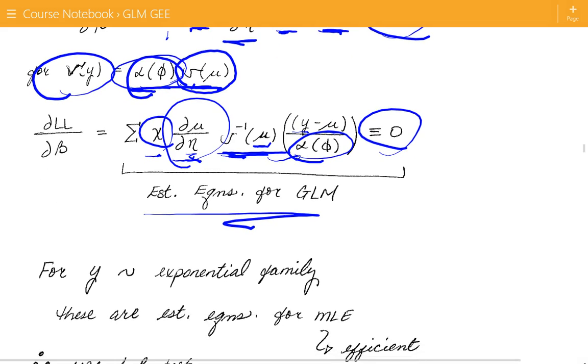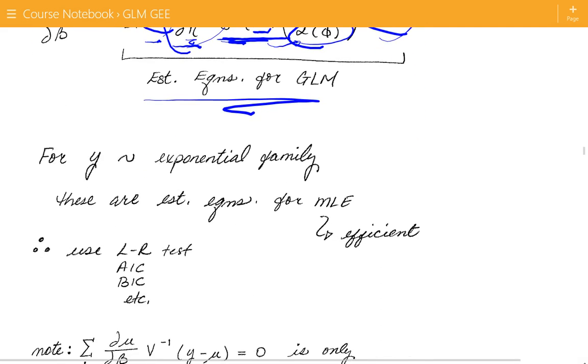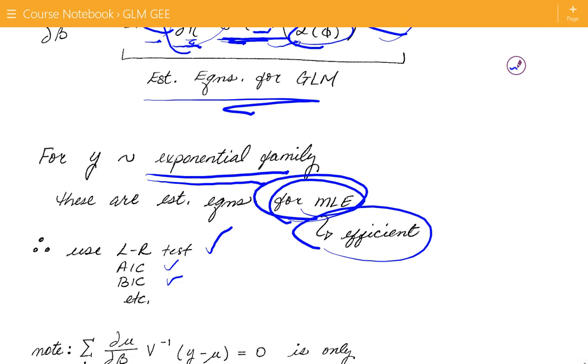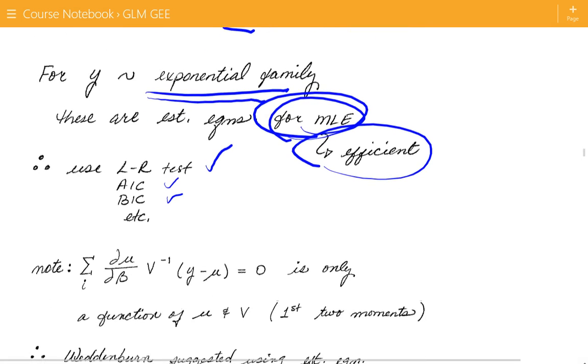Now we derive this from characteristics of the exponential family as maximum likelihood. And therefore, for the exponential family, this is an efficient estimator. Being a maximum likelihood estimator, we can use the likelihood ratio tests, AICs, BICs, etc. That basically follows from maximum likelihood.